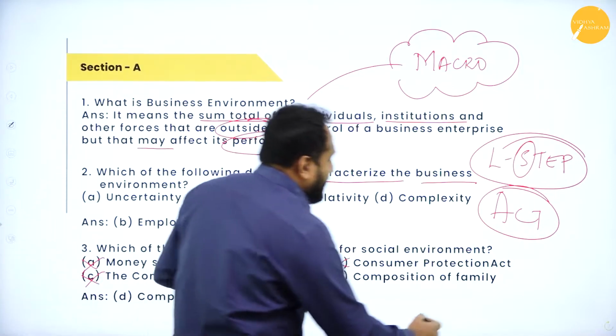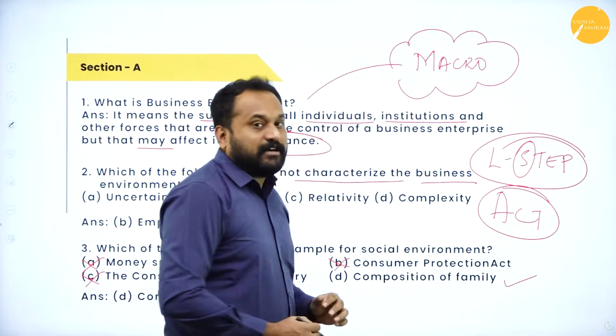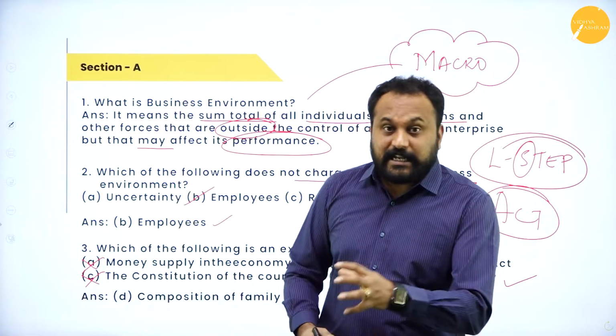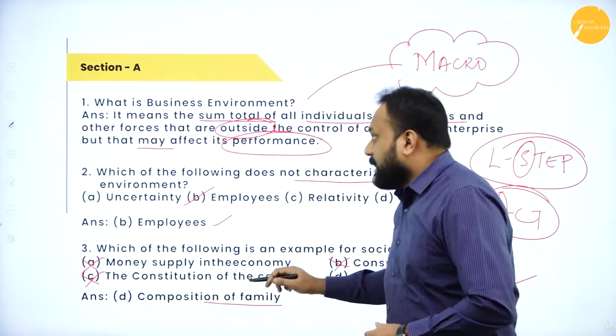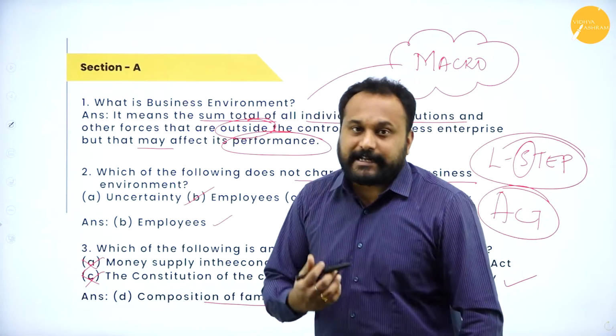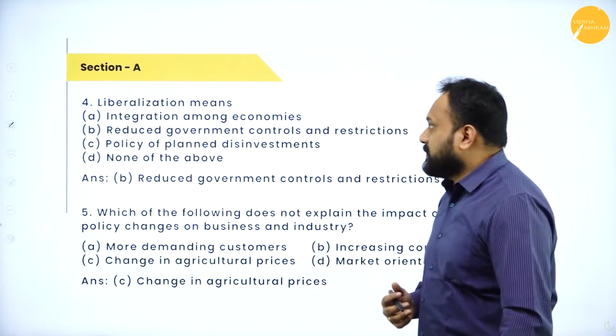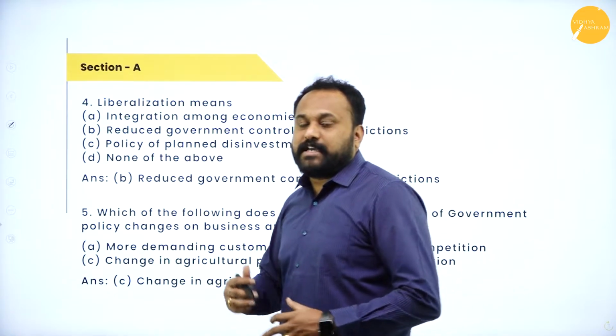So, this is the right answer, composition of family. So, your answer is D, composition of family. This is how you people need to write. Next question, the fourth one: liberalization means.